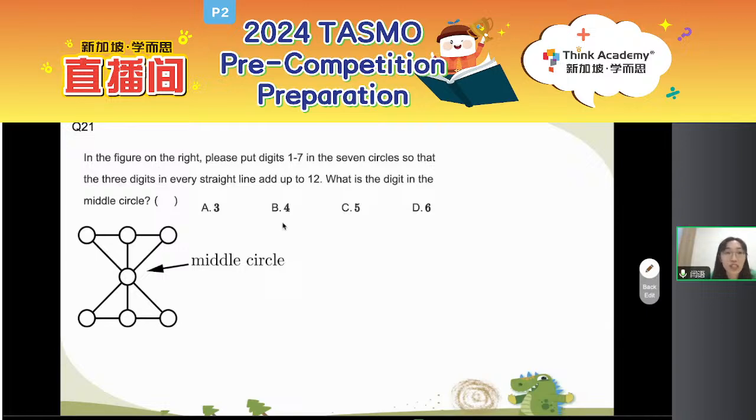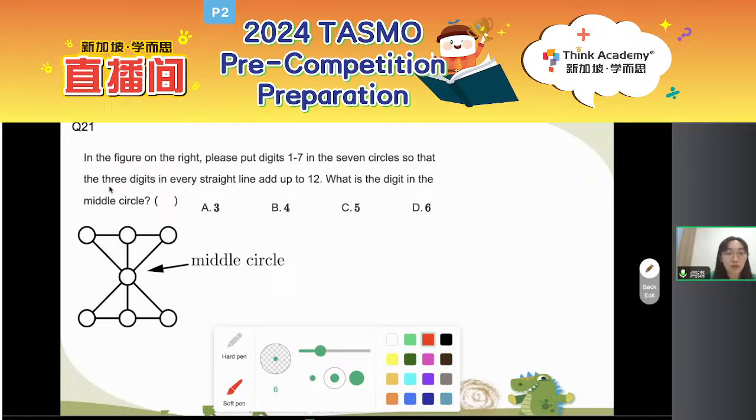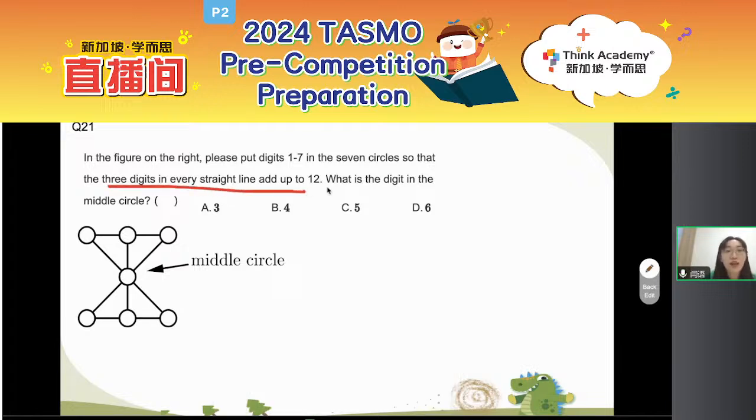This is question 21. In the figure on the right, it is at the bottom here. Please put the digits 1 to 7 in the 7 circles so that the 3 digits in every straight line add up to 12. And then what is the digit in the middle circle? Again, I give you a few seconds. Please type your answer in the chat box. A, B, C, D. What is your final answer?